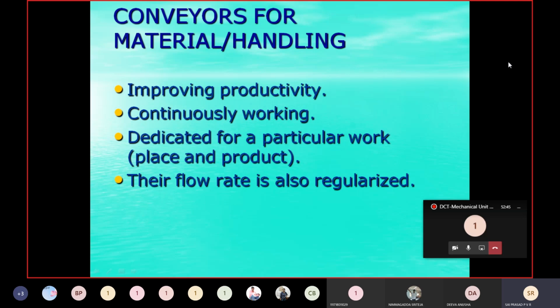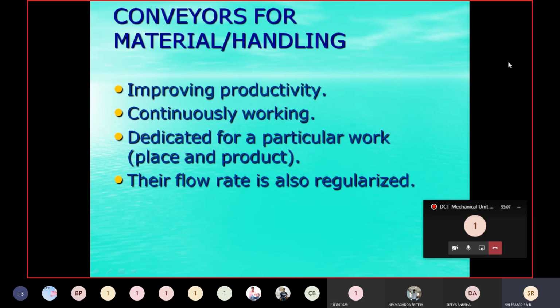So they work on a continuous basis. Now the second one is that they are dedicated to a particular work. So they don't do multitasking. Their aim is to transfer the materials. For example, take storage of coal. From the storage, what will happen? It has to take the material to the boiler or furnace. So directly we use a conveying system.